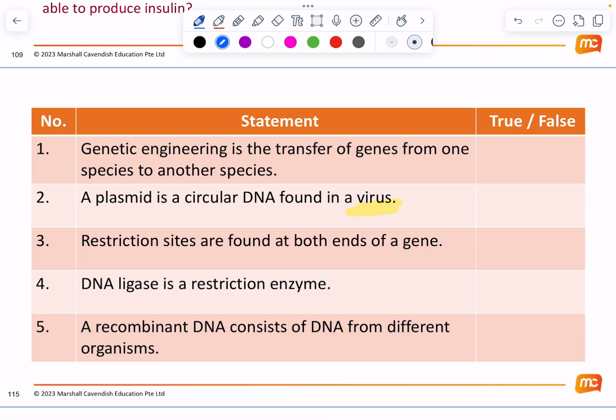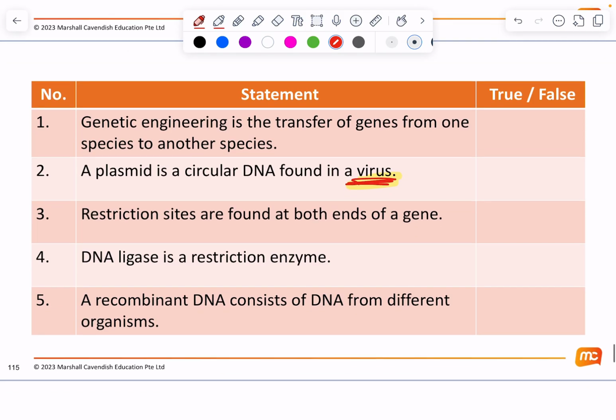We do not use virus to actually mass grow because of the danger. And on top of that, a virus itself cannot grow or multiply. It needs to actually be injected into a host cell. So that's why we don't use virus, we actually use the bacteria.